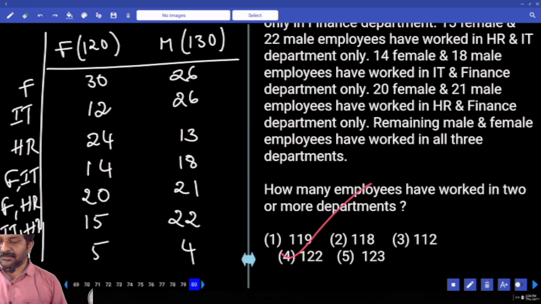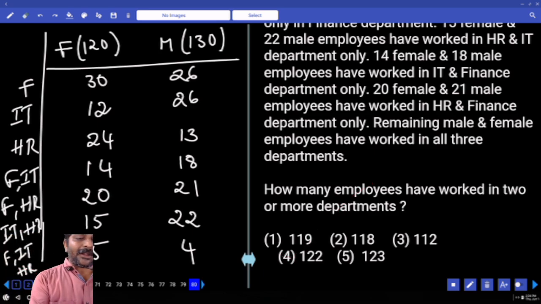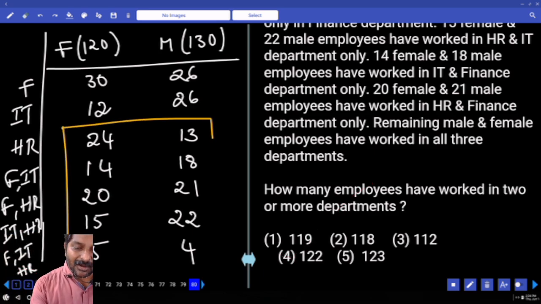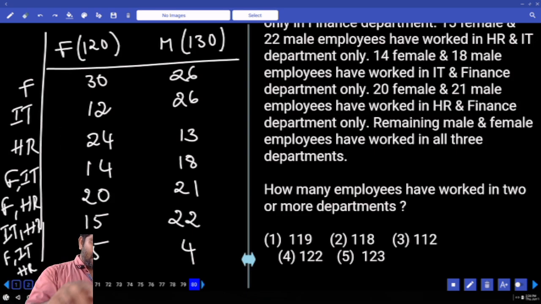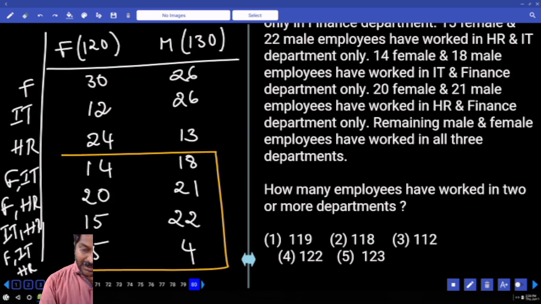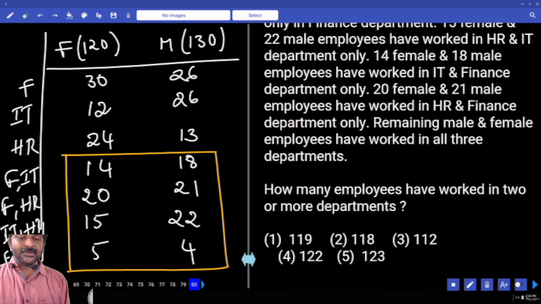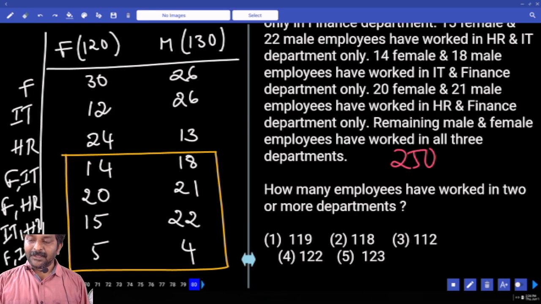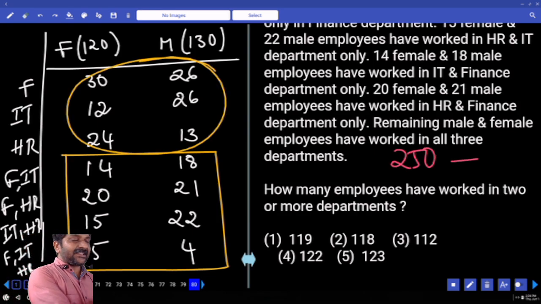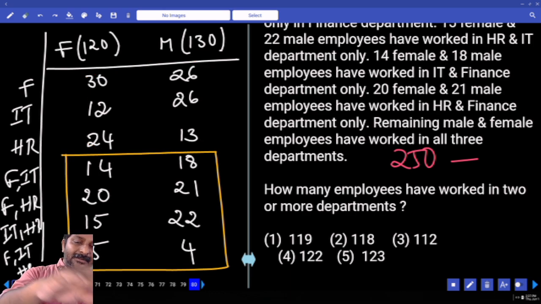How many employees have worked in two or more departments? Two or more departments in the sense, you need to add all these values, right? You need to add all these values. Agreed or not? So instead of that, from total 250, if we can subtract these six numbers, still you can answer the question. Let's do that one. Okay?